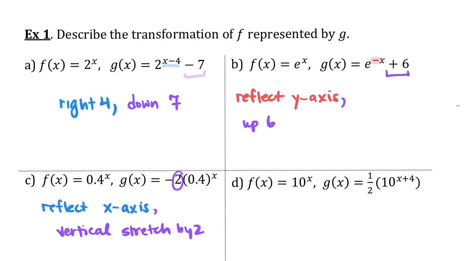Now my parent function is 10 to the x. What did I do to it? I times it by half. So that's going to be a vertical shrink by half, or by a factor of 1/2. And then what else do we do? We have the x plus 4. So in the x direction, x plus 4 means it's moving to negative 4, which means it's moving left 4 units.